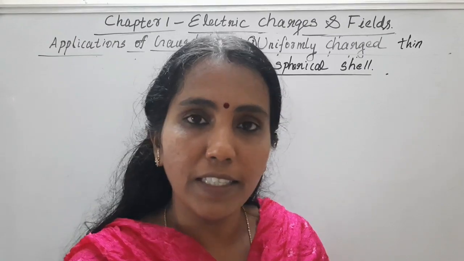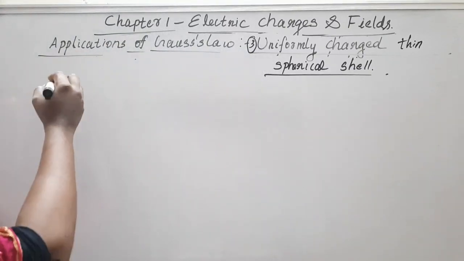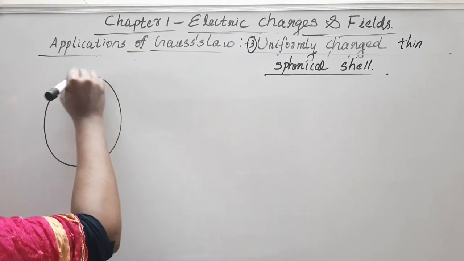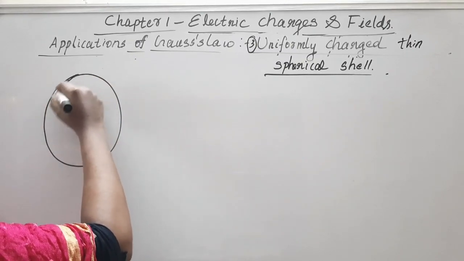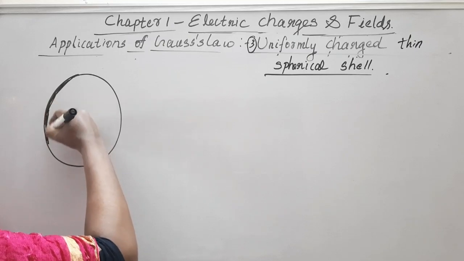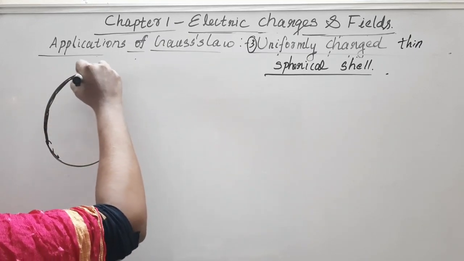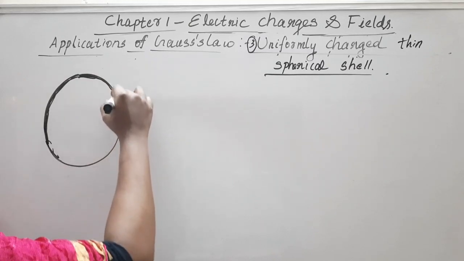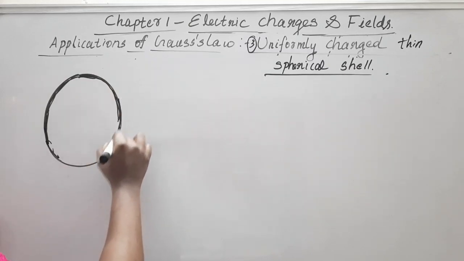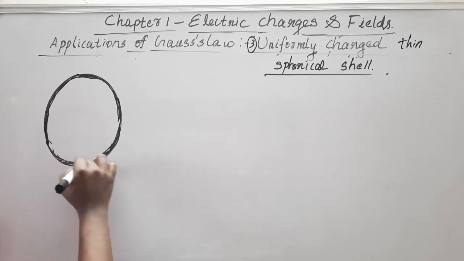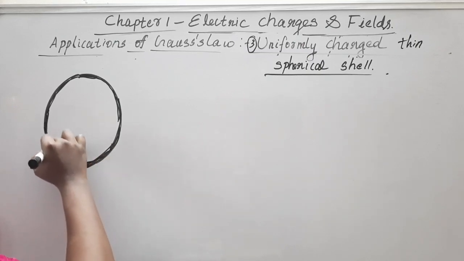Okay, so we consider a thin spherical shell. So it is hollow inside. That's what we mean by spherical shell. Since it is a shell, I am drawing a thick border. Now, due to this thin spherical shell, we need to find the electric field.